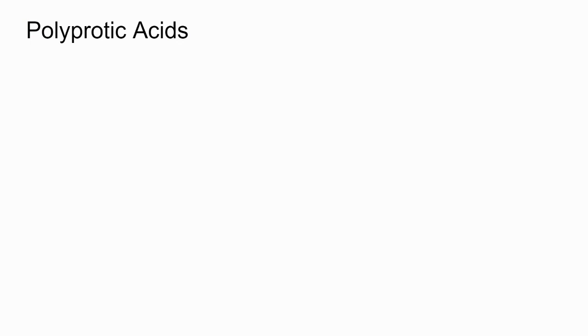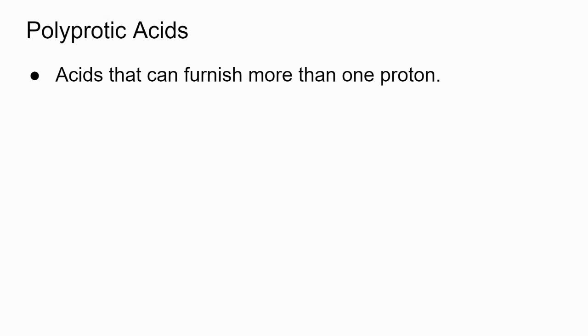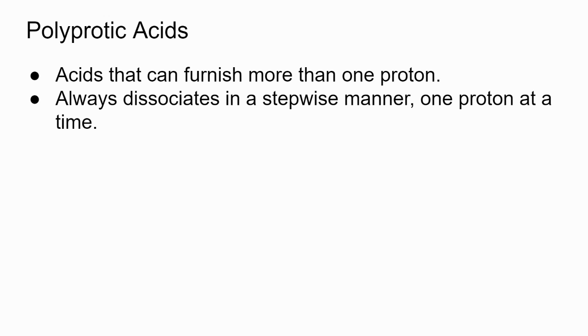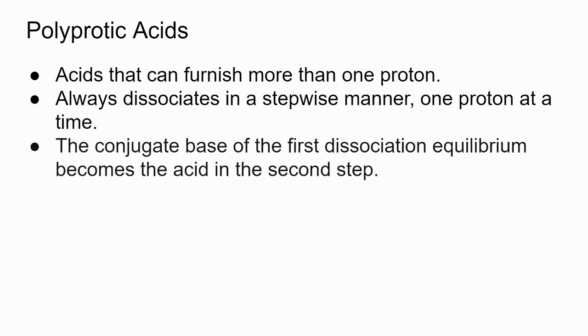So let's move on here. Polyprotic acids are acids that can furnish more than one proton, like H2SO4. Phosphoric acid is the one we're going to look at today, which is H3PO4. They always dissociate in a stepwise manner, meaning one proton, or H plus ion, at a time. The conjugate base of the first dissociation equilibrium becomes the acid in the second step.